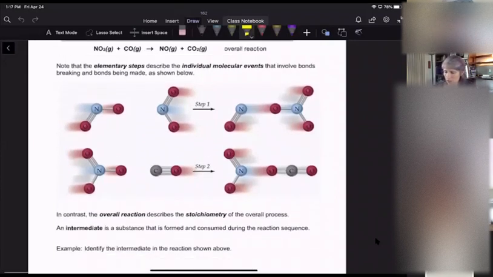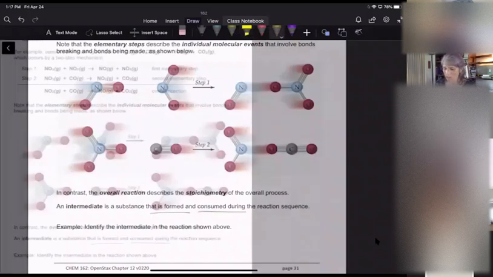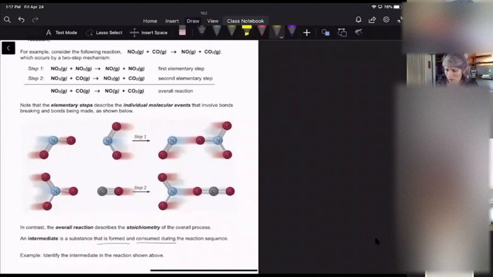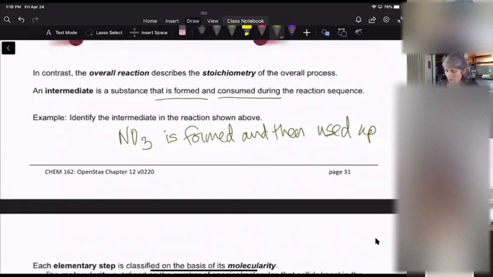All right, so these are the two steps. They're all whizzing around in the gas phase, which is why they're blurry like that. So an intermediate is something that is formed and then consumed. So the NO3, it gets formed in the first step and used up in the second step, and it does not appear in the overall reaction. So that would be the intermediate.